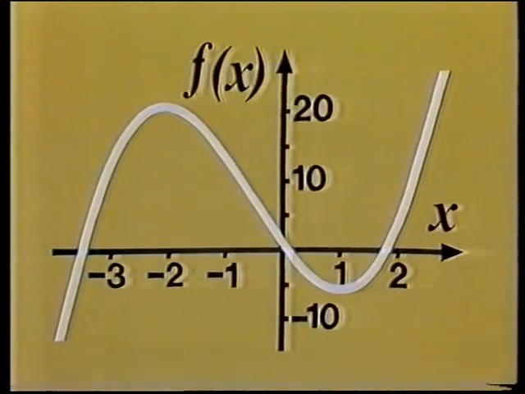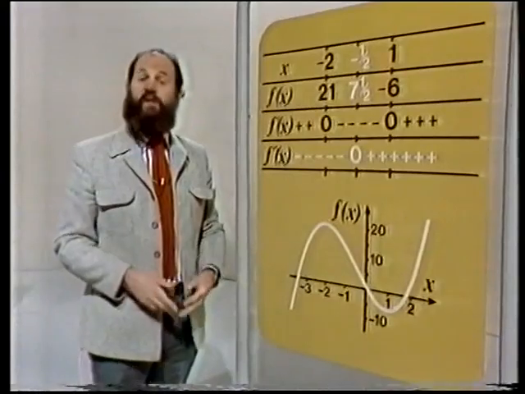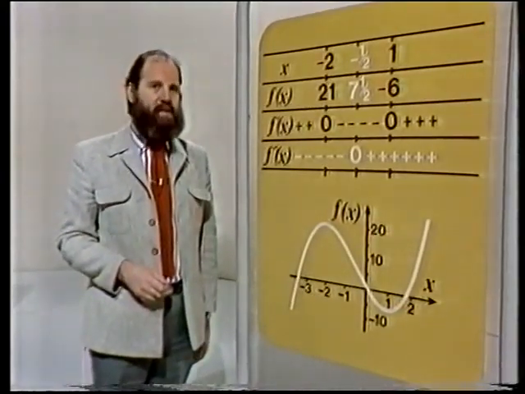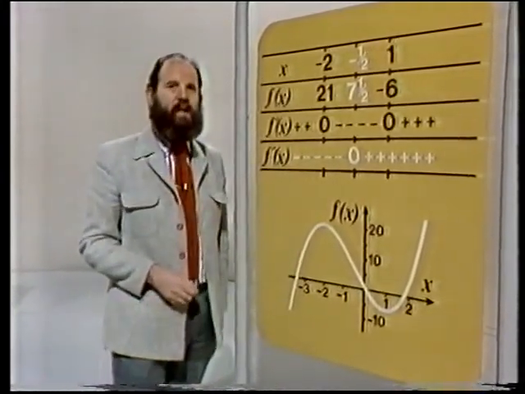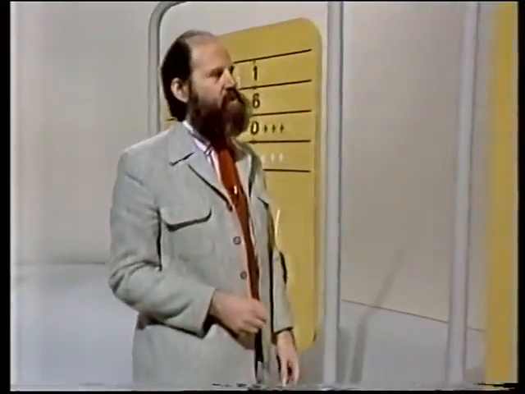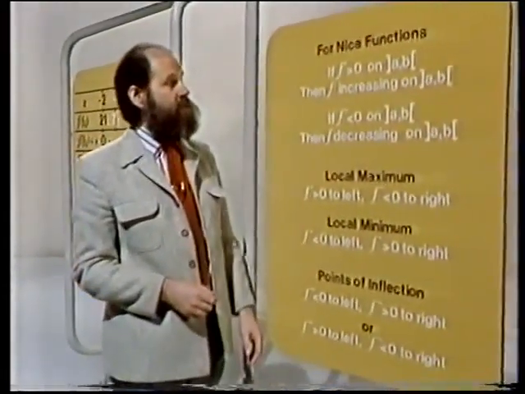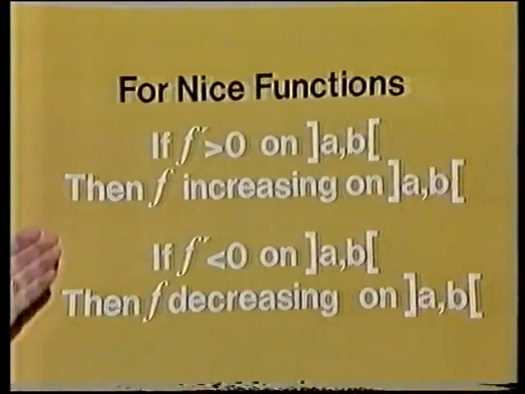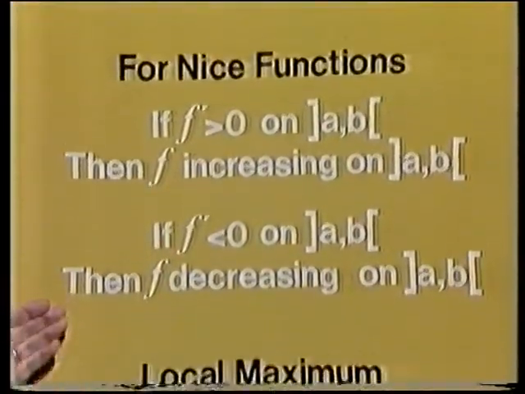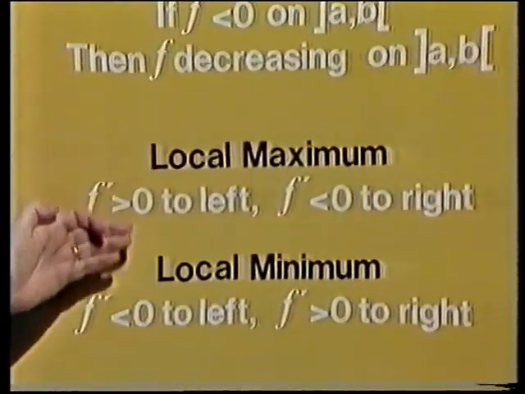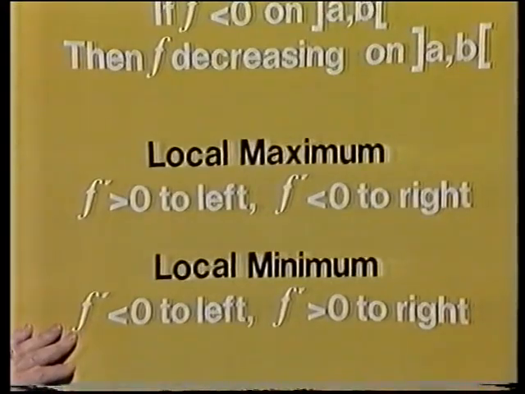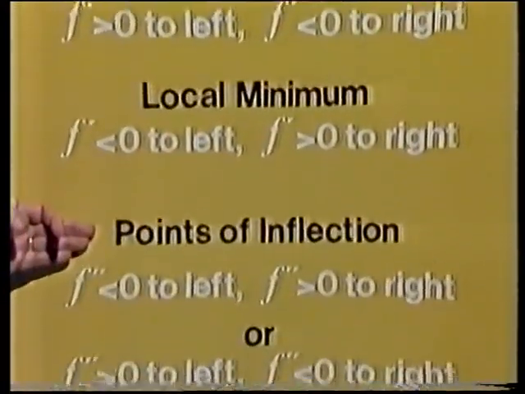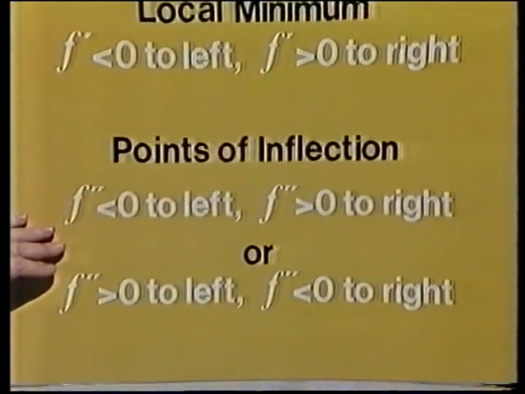Well, that's what we did for this cubic curve, and it's exactly what we could do for any curve. And in fact, that's what we're going to do next. We're going to apply this technique to a specific function that you haven't seen before. Now, for information about horizontal tangents, about increasing and decreasing, and about local maxima and minima, we need the first derivative. But for information about points of inflection, we need the second derivative.